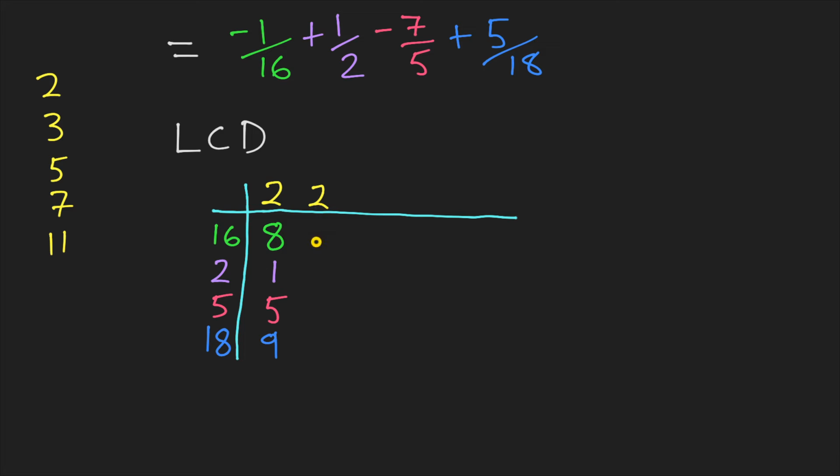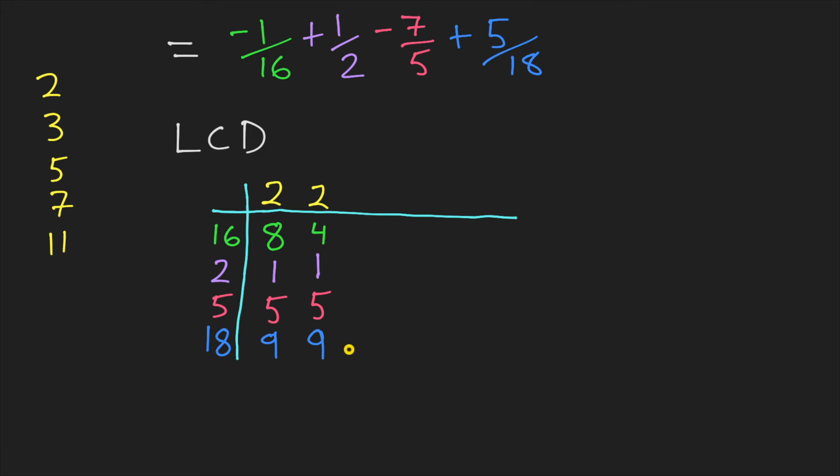And now under the 2, do the same thing. For every number, if that number is divisible by 2, write the result. And if that number is not divisible by 2, just copy it over. So 8 divided by 2 is equal to 4. 1 does not divide by 2, so I just copy it. 5 does not divide by 2, so I just copy it. 9 does not divide by 2, so I just copy it.